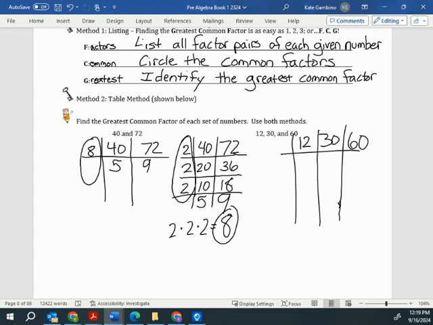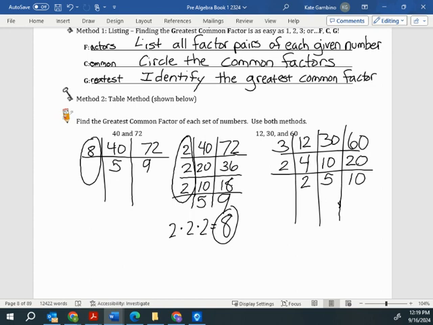We know 6 is a multiple of 3, we know 3 is a multiple of 3, we know 12 is a multiple of 3. So 12 divided by 3 is 4, 30 divided by 3 is 10, 60 divided by 3 is 20. Can I pull anything else out? Rocco? I think they're all even numbers. I can divide them by 2. 4 divided by 2 is 2, 10 divided by 2 is 5, 20 divided by 2 is 10.